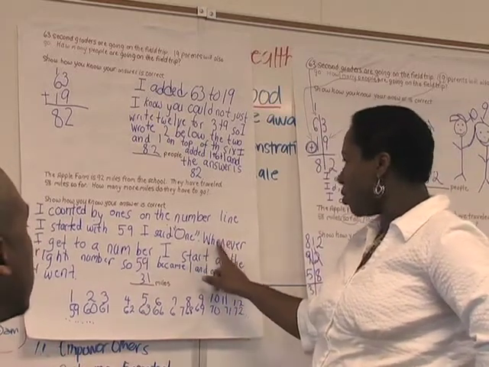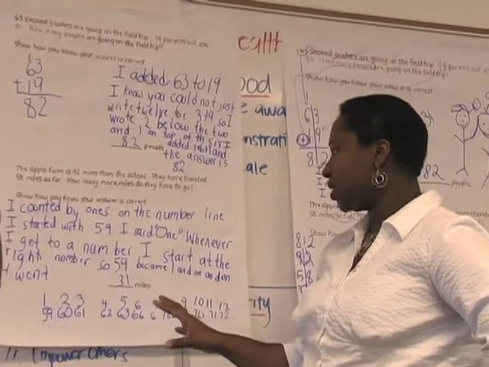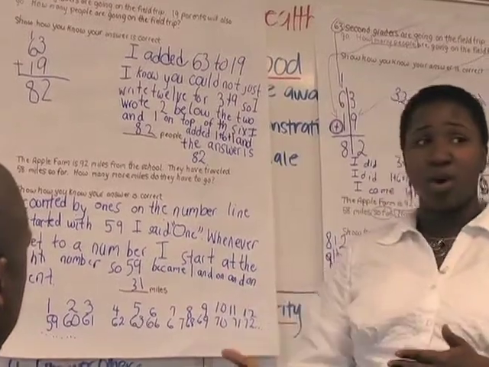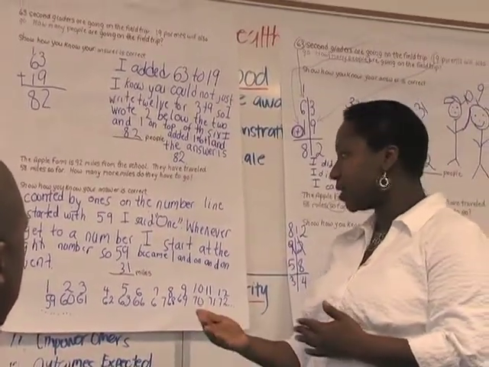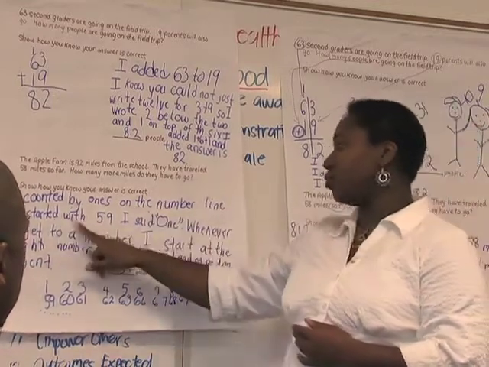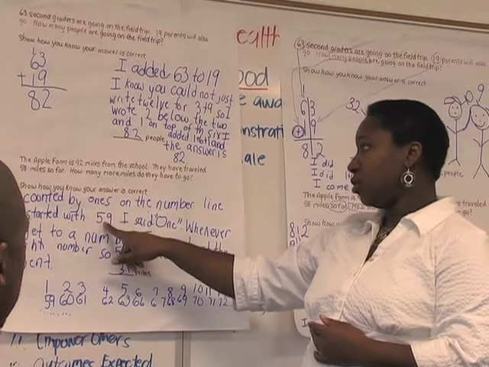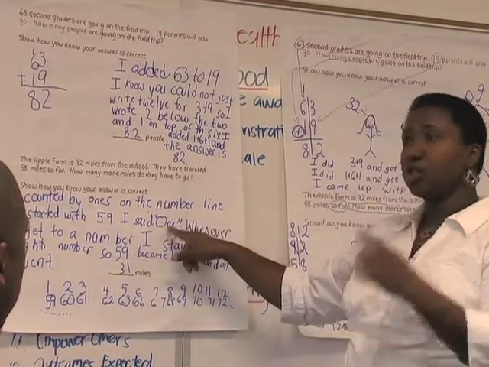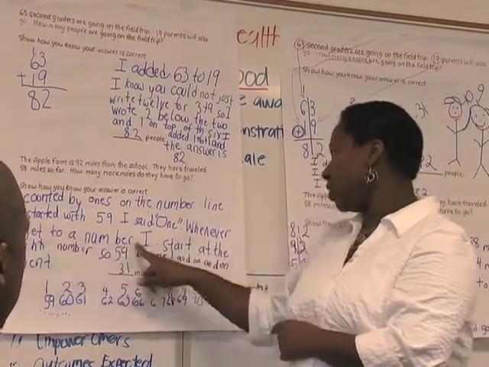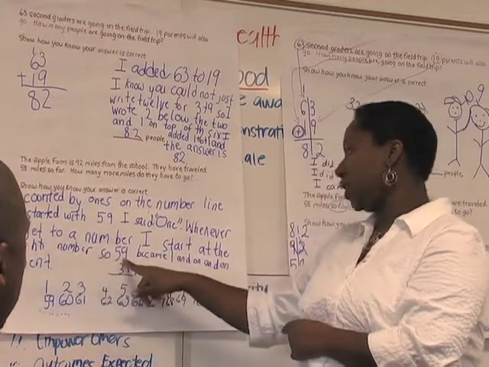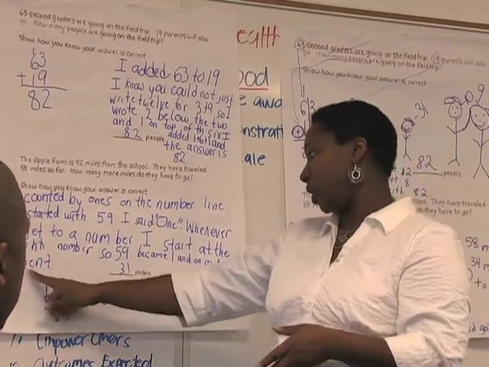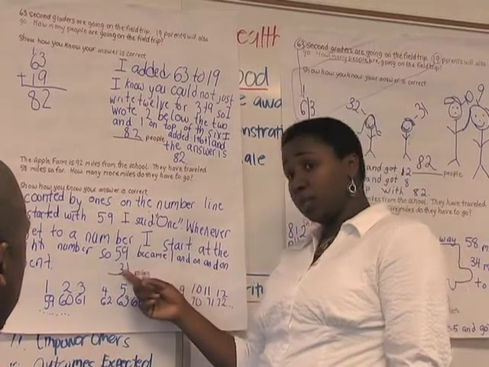Okay. But also, a few of my students are using a number line. When they use a number line to add on, which is another strategy for subtracting, I counted by ones on the number line. I started with 59. She looked at the number line and said 59. Whenever I get to another number, I started at the right number. Now she's telling us why she picked 59. She came up with 31, which is really, really close.